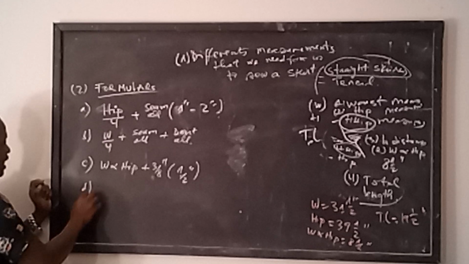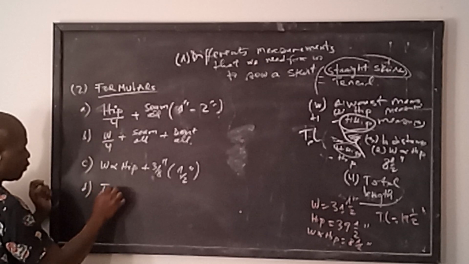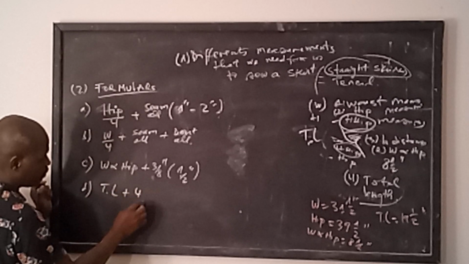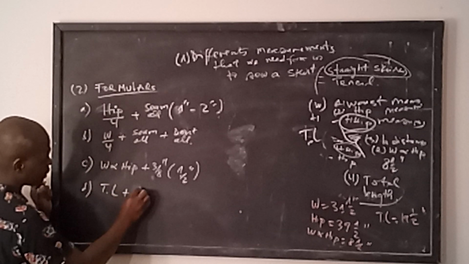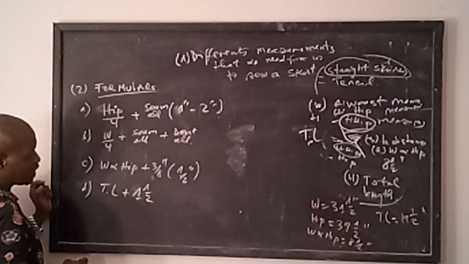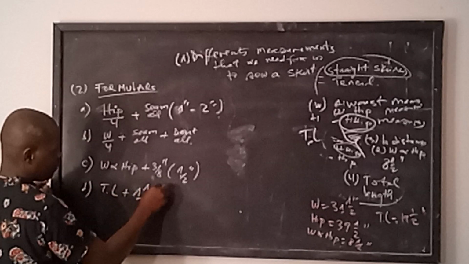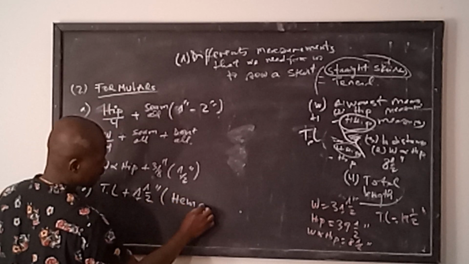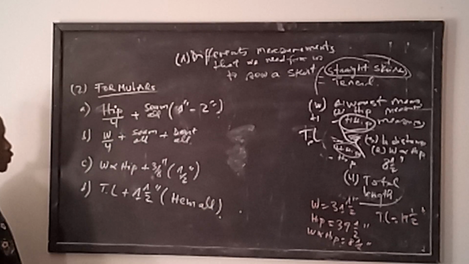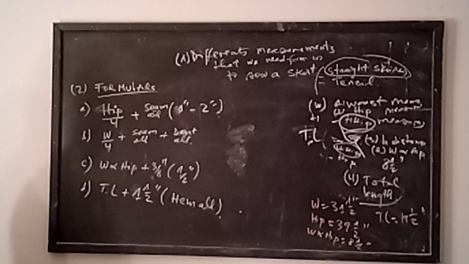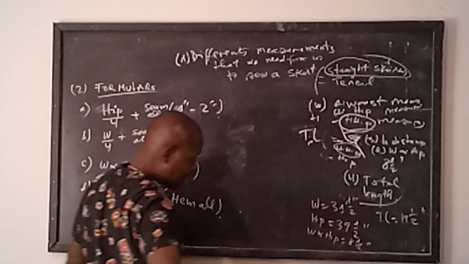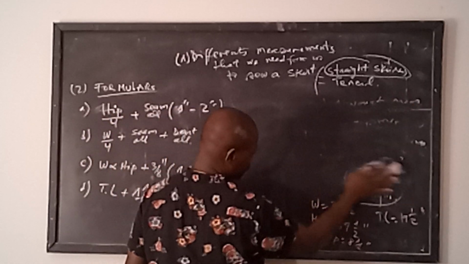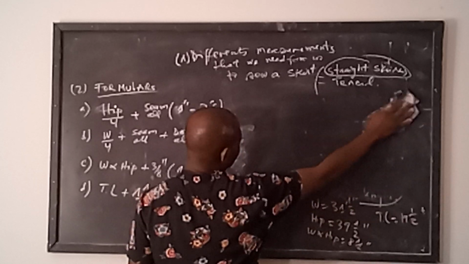And point D is the total length, TL, plus 4 centimeters. I was saying this, 1 and a half inches. That is the hem allowance. Those are the formulas that we need for us to make our straight skirt. So I'll be cleaning this part here.